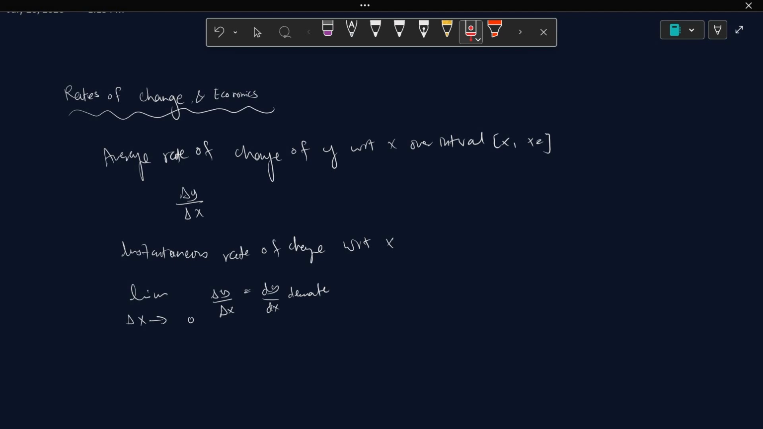Now the instantaneous rate of change, which is the derivative, means the average rate over a small interval shrinking until it represents one exact point. So if you're given a graph, it is the rate at which that point is changing, and that is represented by the instantaneous rate.